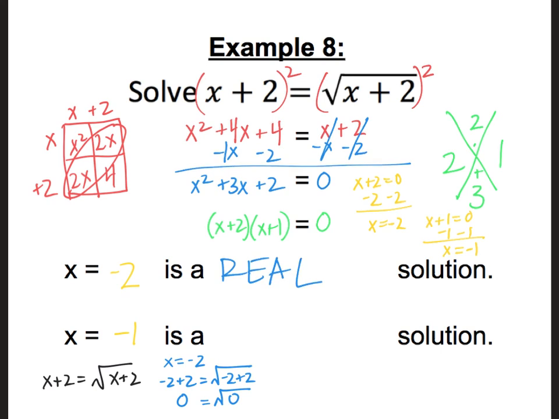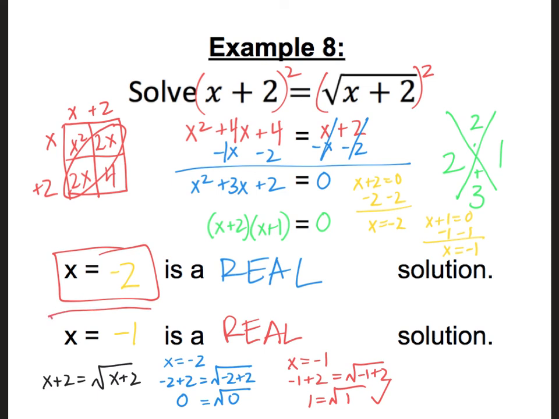And for my second solution, we had x equals negative 1. If we plug that in for x, we get negative 1 plus 2 equals the square root of negative 1 plus 2. Negative 1 plus 2 is just 1, equals the square root of negative 1 plus 2, which is 1. If I take the square root of 1, that equals 1, so this one is real too. So we have 2 real solutions for this one. Again, if this was given to you on a test or something, you would provide 2 answers, x equals negative 2 and x equals negative 1.